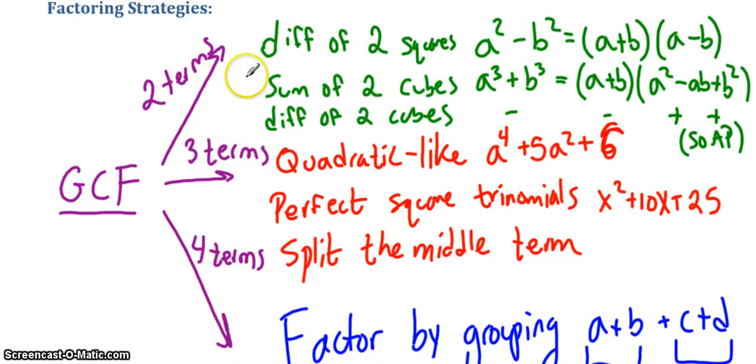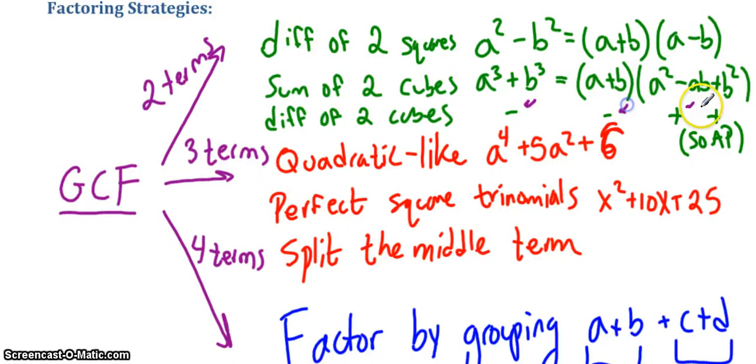If there are 2 terms left, try and see if you can factor by using a difference of 2 squares. That's where you've got 2 numbers, both square numbers, that are being subtracted. That pattern becomes a squared minus b squared is equal to a plus b and a minus b as 2 factors. If instead you've got maybe 2 cubes that are being added or subtracted, 2 cubic numbers, then the pattern goes a cubed plus b cubed equals a plus b, and the other factor is a squared minus ab plus b squared. Again, the signs just change a little bit if you've got a difference of 2 cubes.